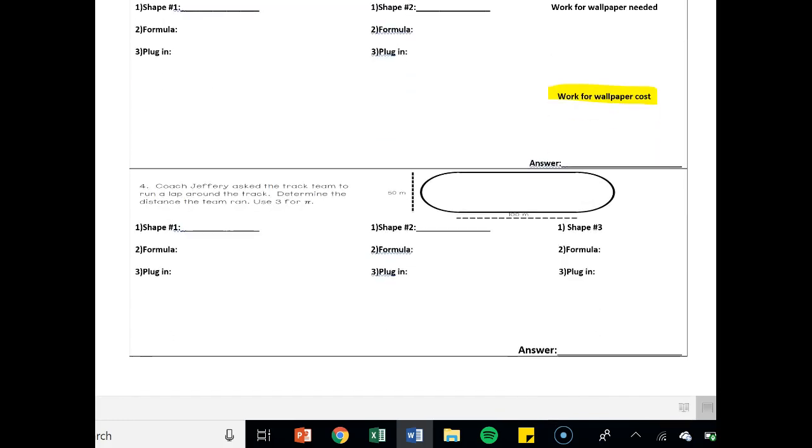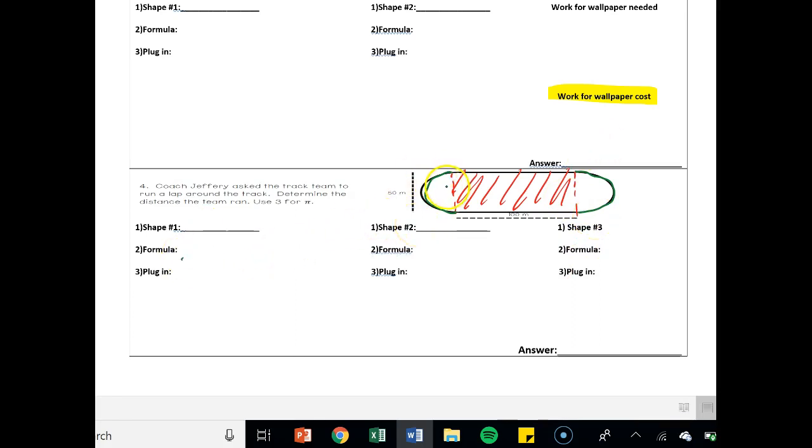And the last one, you've got this track here. If you divide it up, you should recognize that I've got a rectangle on the inside here, base of 100, height of 50, and I got 2 semicircles on the outside, right? You know the equation for a semicircle. You also know that 2 semicircles together are a circle, so you might not even need 3 shapes. You might just say rectangle and circle.